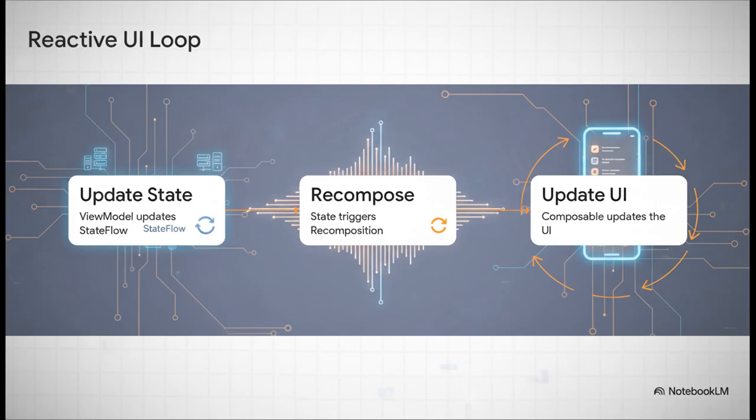This creates a beautifully reactive one-way data flow. Here is how it works. First, the view model grabs fresh data from our repositories and updates a state flow. Second, that exact state change triggers what we call a recomposition. The UI framework realizes the underlying data has changed and flags the screen for an update. And third, the composable function essentially repaints itself from scratch using the new state. The UI is quite literally just a mathematical function of the state.